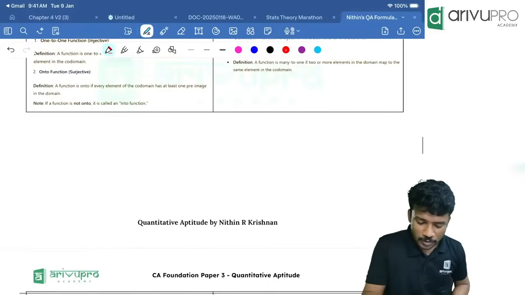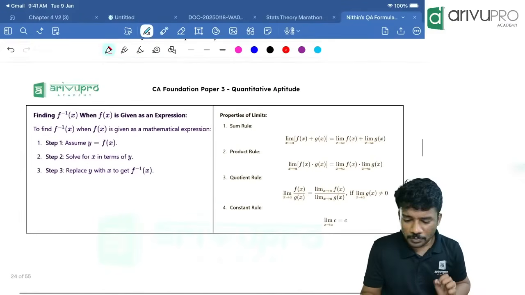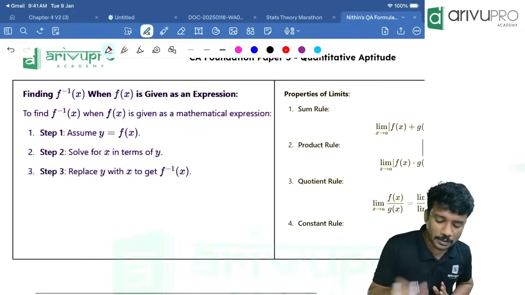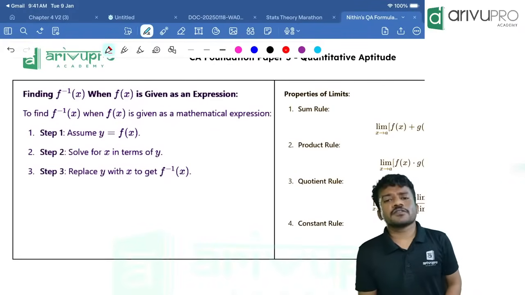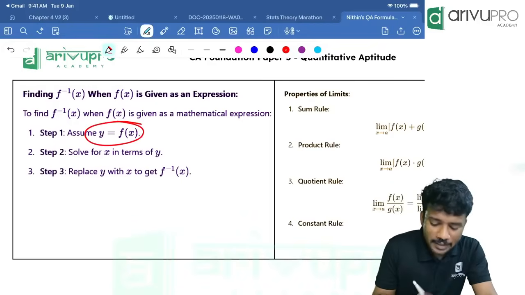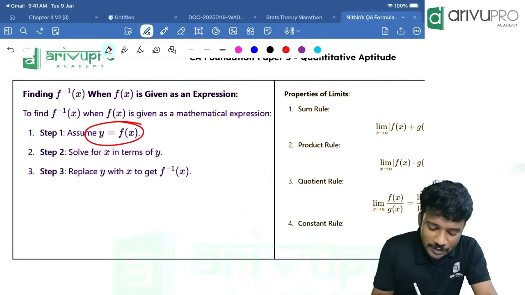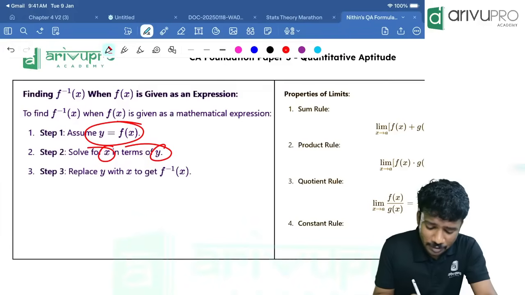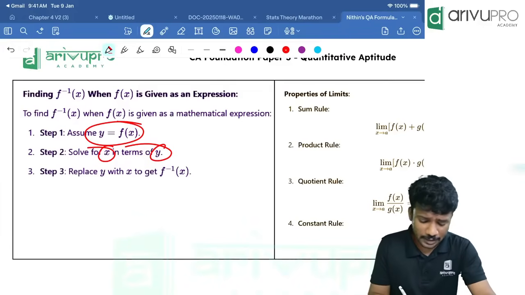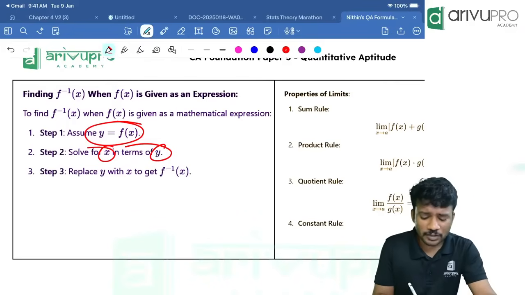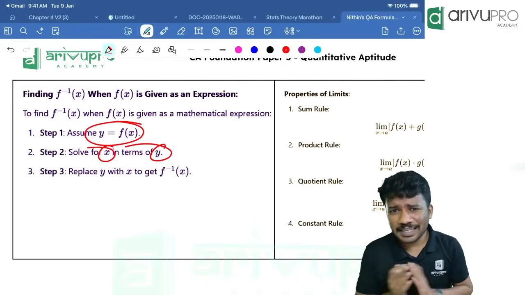people. Then one-to-one and all, it's not much important, but there can be a question. Use our marathon for that. Now, inverse of a function. How to find the inverse of a function? First you assume y is equal to f of x, then you solve for the value of x in terms of y. Then instead of x you put f inverse of x, and instead of y you put x, and you will get the answer.